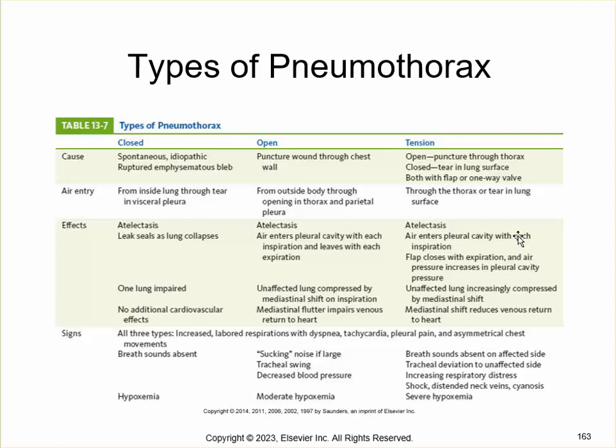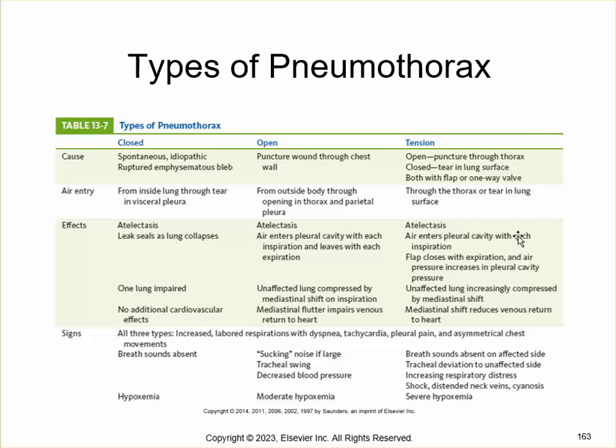A tension pneumothorax is much more of a big deal. Whether it's open or closed, what happens here is that the opening for the air coming into the pleural space has a flap on it. And so air can enter the pleural space, but it can't exit. So there might be a puncture with a flap on it that acts like a one-way valve, like maybe a skin flap or something like that. So it's usually some sort of an oblique wound.